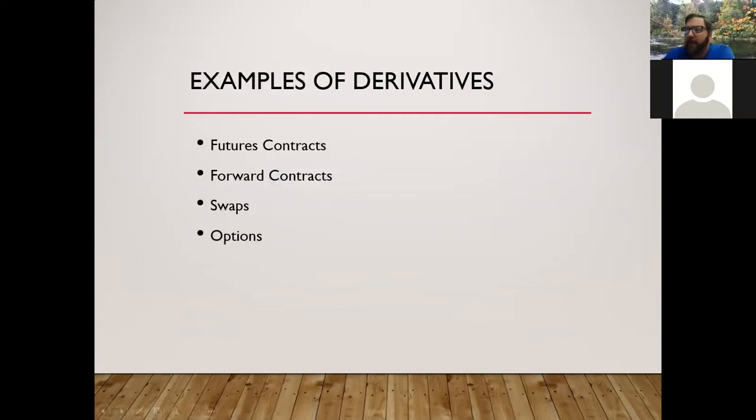And as I mentioned before, we're going to do four particular types of derivatives. Mostly, we'll talk about a few others, but these are the ones we're going to focus on because these are the ones that are most widely used. It's the ones you're probably most likely to come in contact with. And so I just really want to make sure we understand those. And so futures, forwards, swaps, and options.